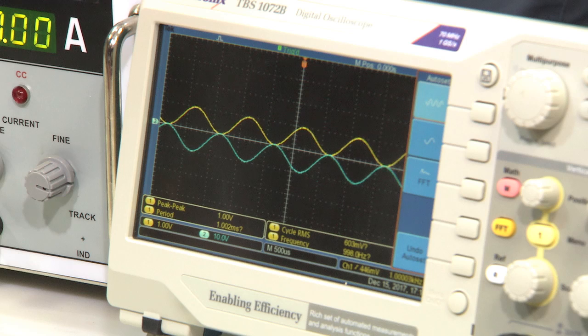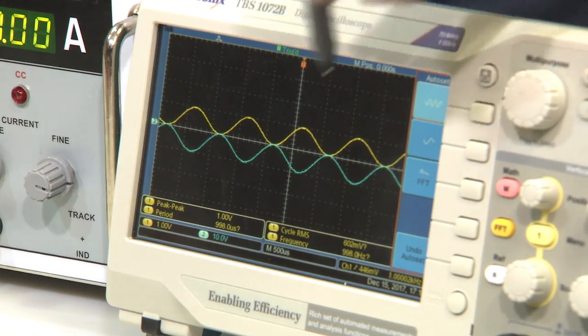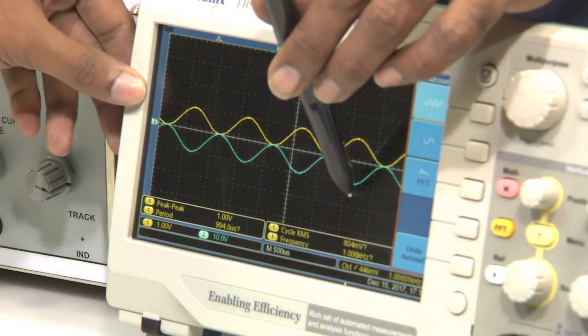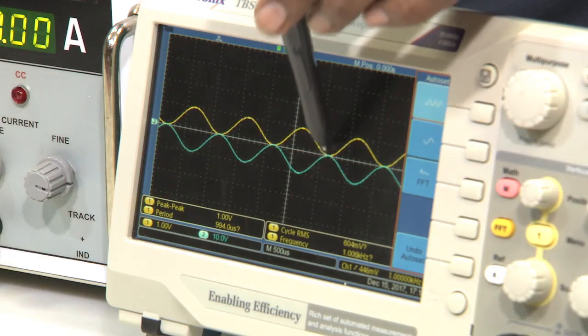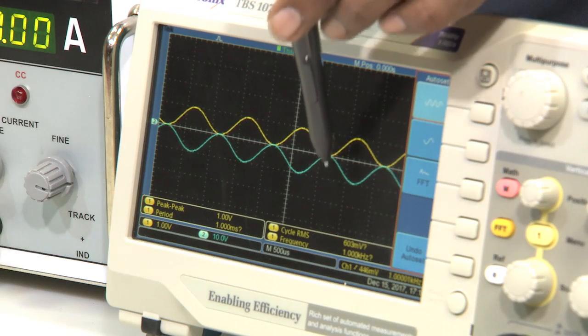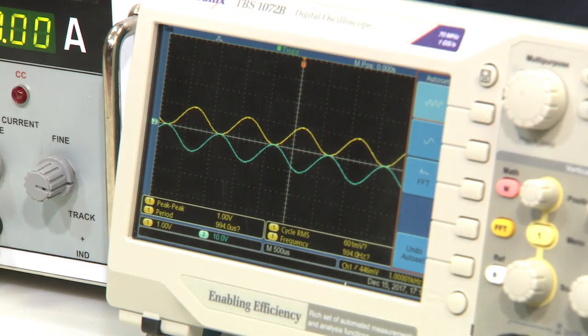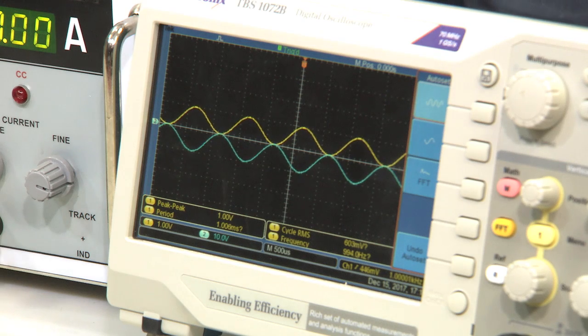So, what do you see? You see that the output has a 180-degree phase shift to the input signal. When you see this yellow line and the blue line, these are 180-degree out of phase, right. So, this is okay. So, what is the output voltage?